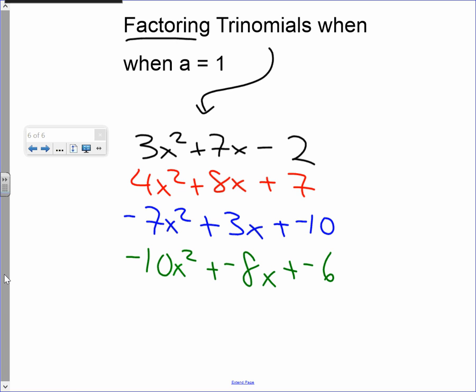Garcia, is anything else the same? They all have a number with no variable. Right. Look at the 2, 7, negative 10. There's this number at the end with no variable. Perfect. There's something else that's the same.